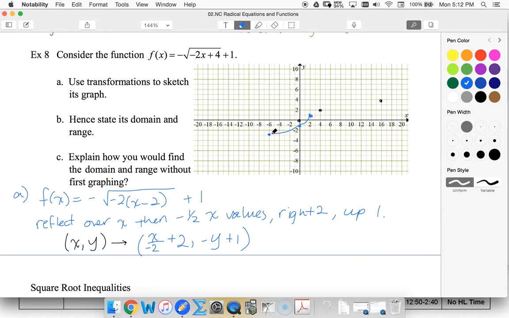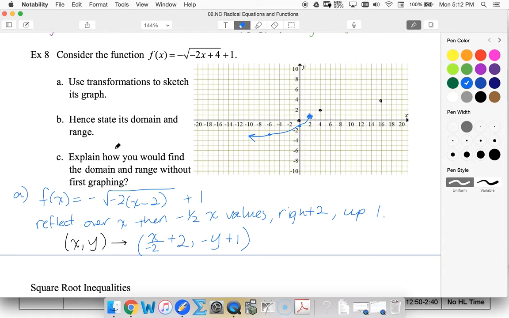And here is our new graph. So if I look at this graph, I've reflected over the x-axis, that's true. I've reflected over the y-axis because of this negative. I've halved my x values, so I've taken this and I've done a horizontal shrink, so that's true. And then I shifted it to the right 2, so that's what brought us back this direction, and up 1.